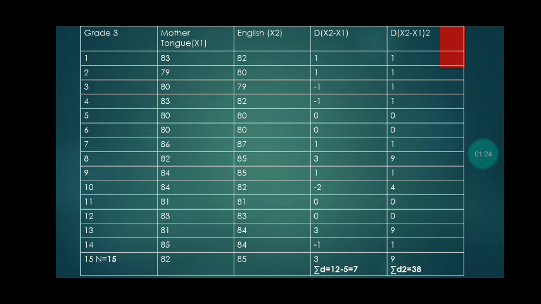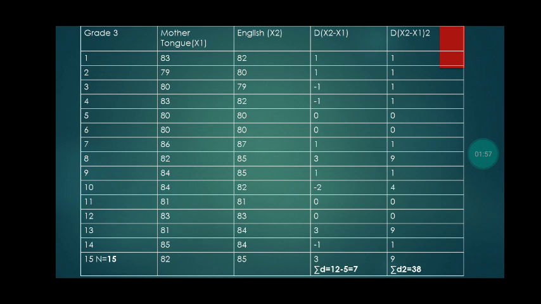Our Mother Tongue would be our X sub 1, and our English is X sub 2. So we just put their averages: 83, 79, 80, 83, 80, 80, 86, 84, 84, 81, 83, 81, 85, 82. And 82, 80, 79, 82, 80, 80, 87, 85, 85, 82, 81, 83, 84, 84, and 85.